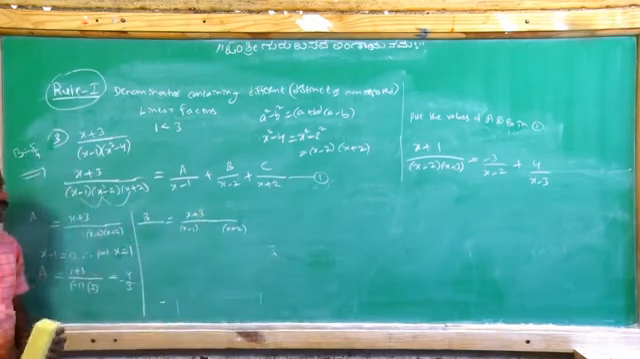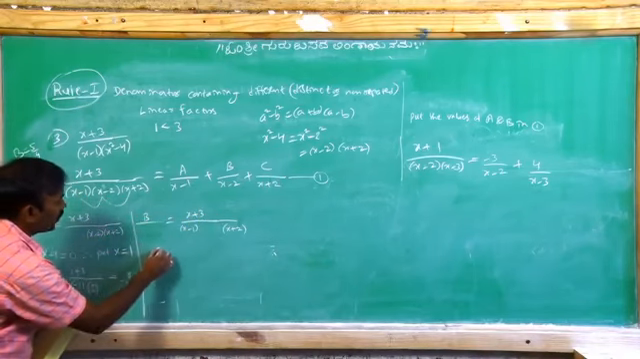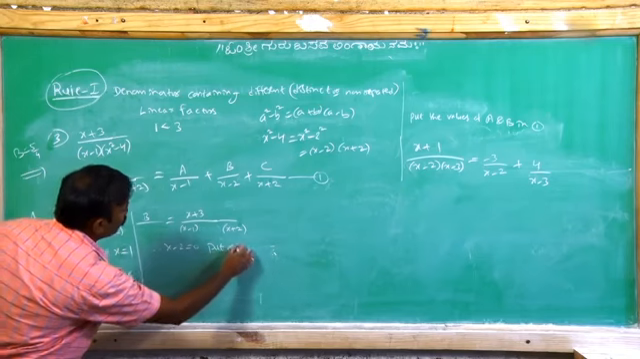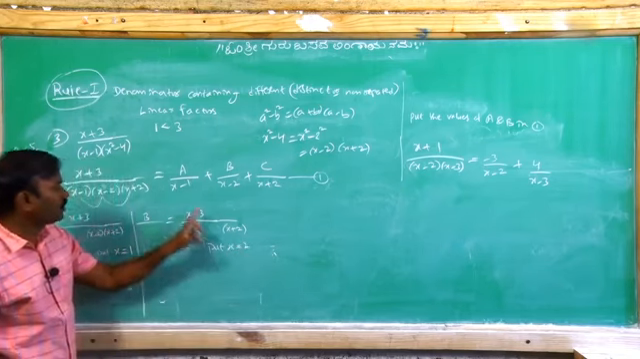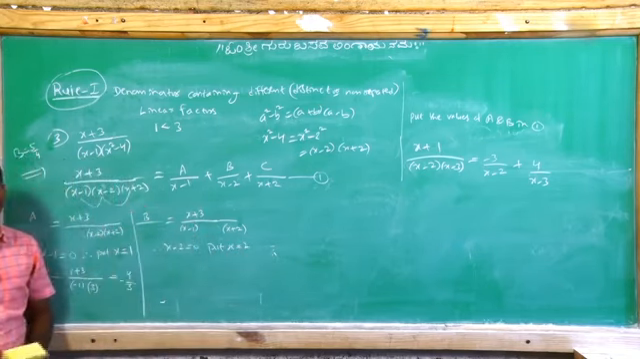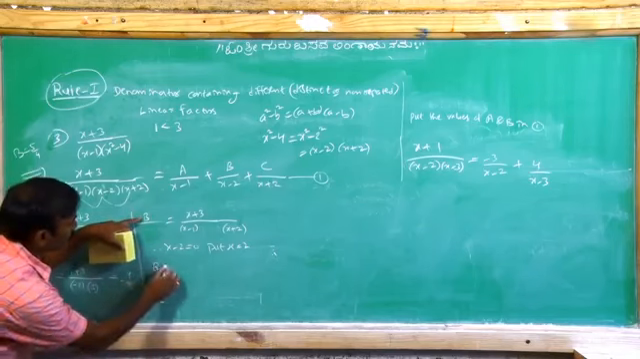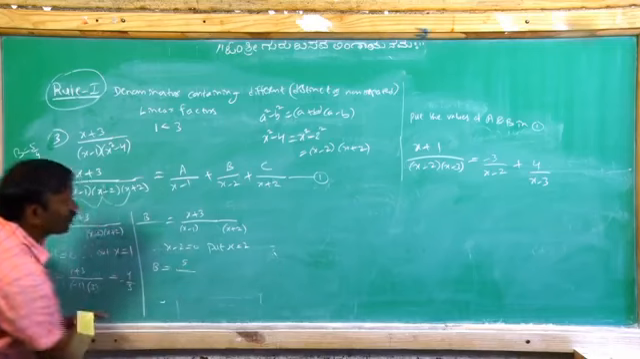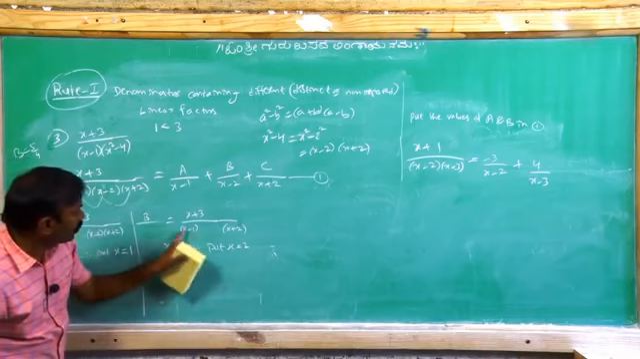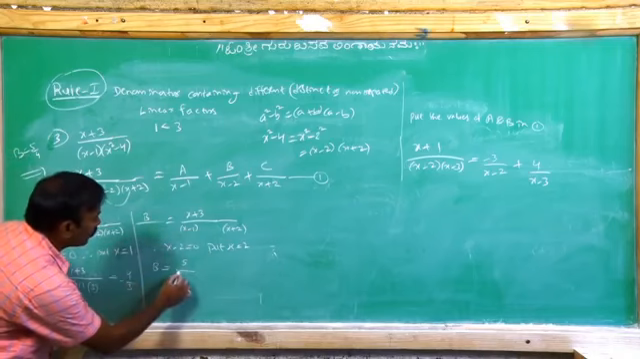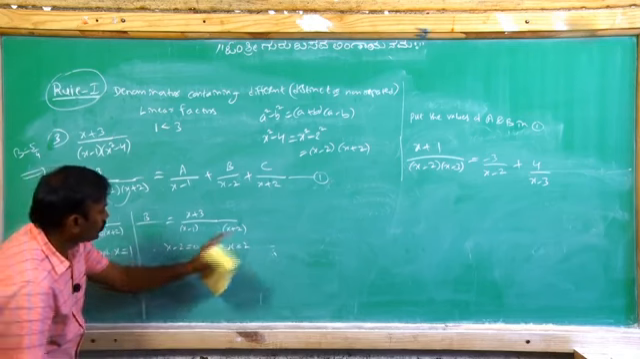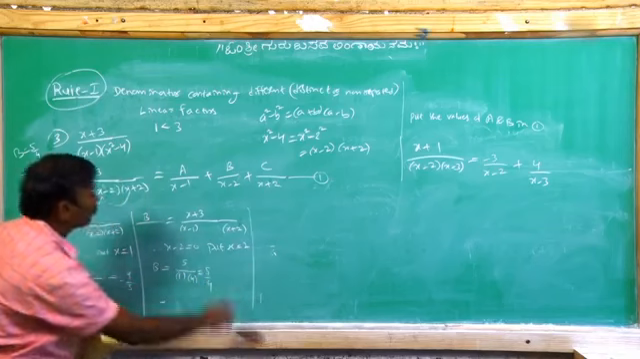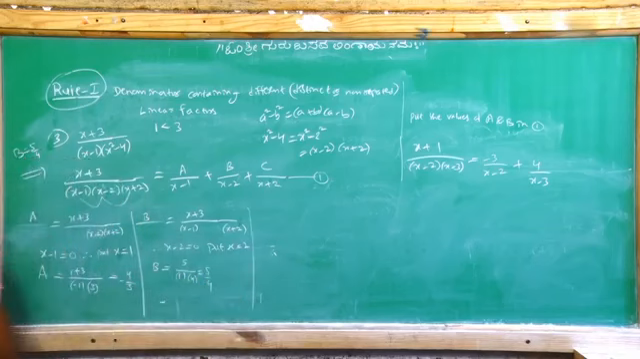So x minus 2 is cancelled, meaning x minus 2 equal to 0. Therefore put x equal to 2 in this remaining fraction. So B equals: x is 2, 2 plus 3 is 5. Next, x equal to 2, 2 minus 1 is 1. x is 2, 2 plus 2 is 4. So this equals 5 by 4. Okay.